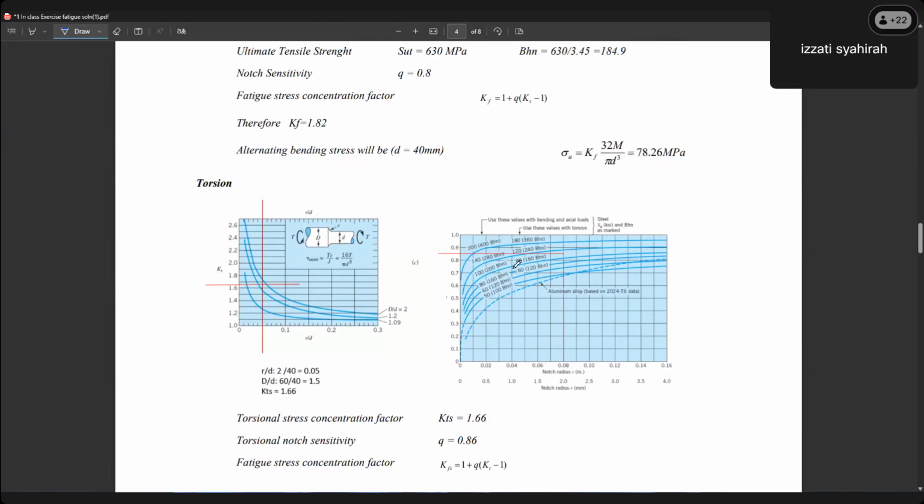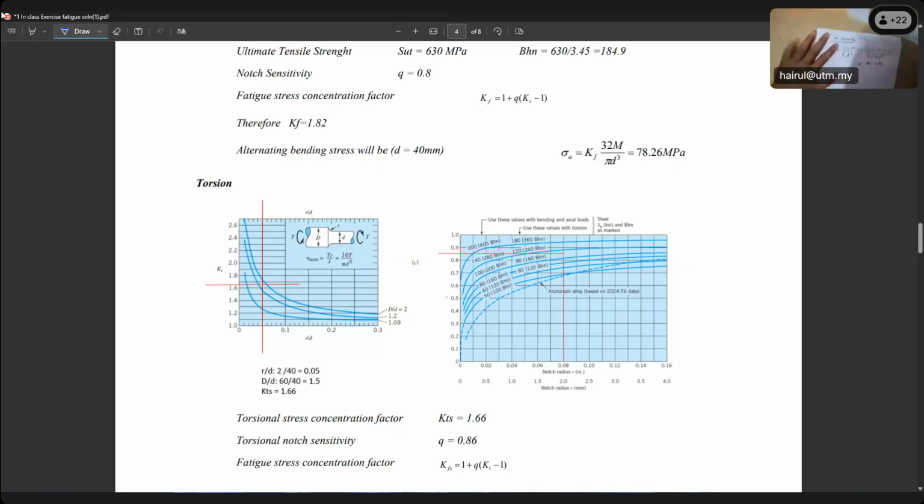43. Oh no, just 43 megapascals. Okay, this is 43 megapascal, not 143. Sorry, total 43. Only 43, right? That's why we got it from multiplying by 78.26. Okay, 43 megapascal only. We need to multiply by KF because we are at the shoulder.